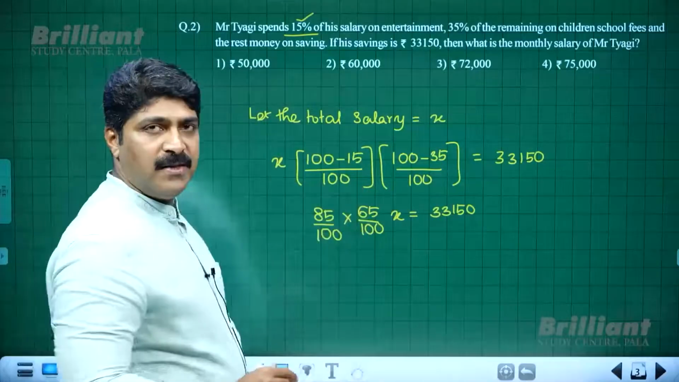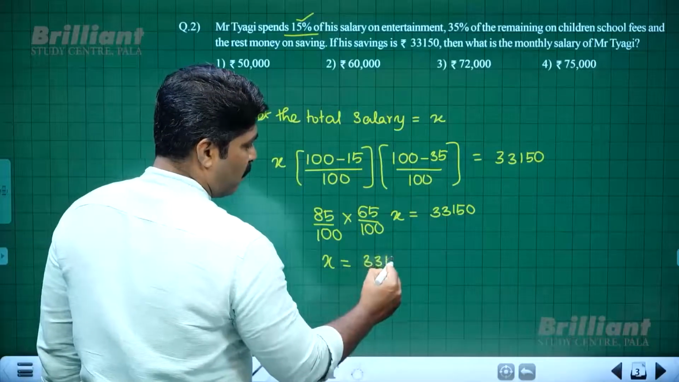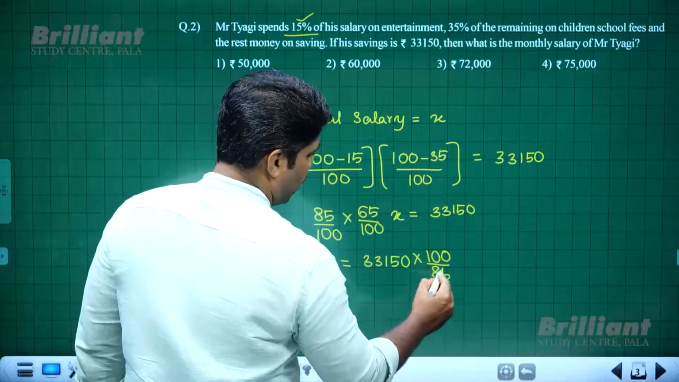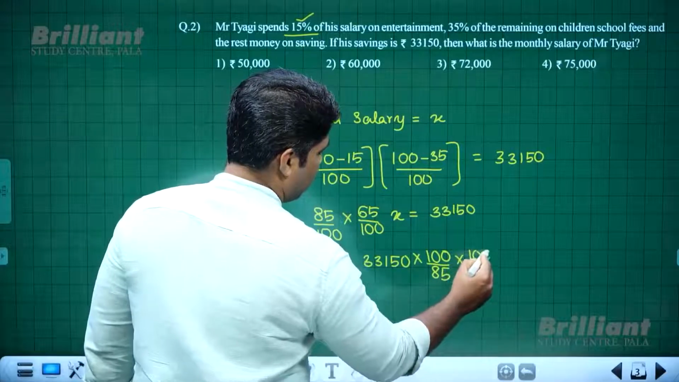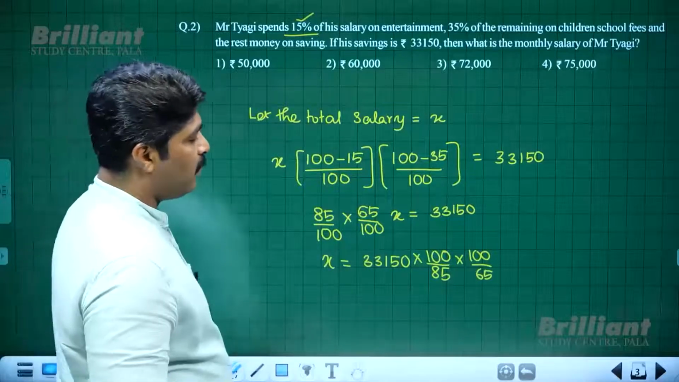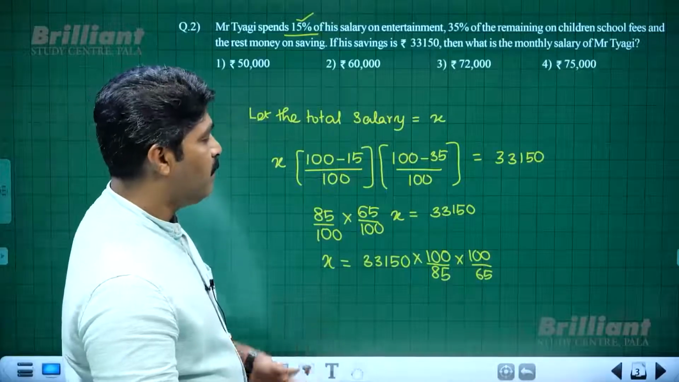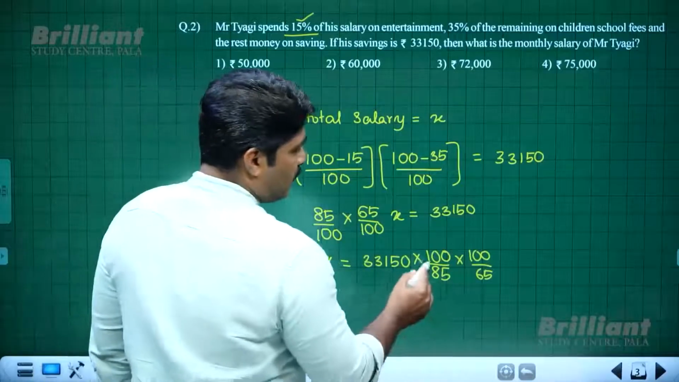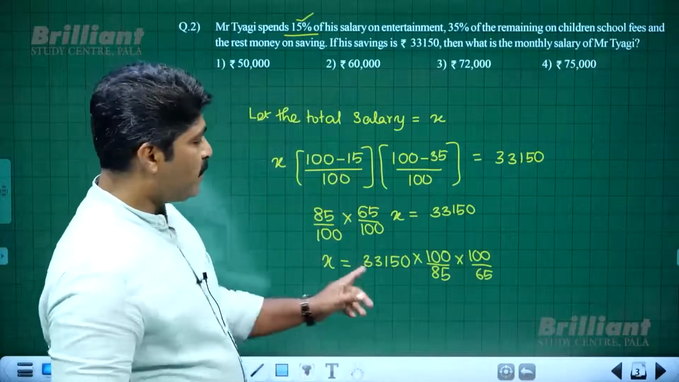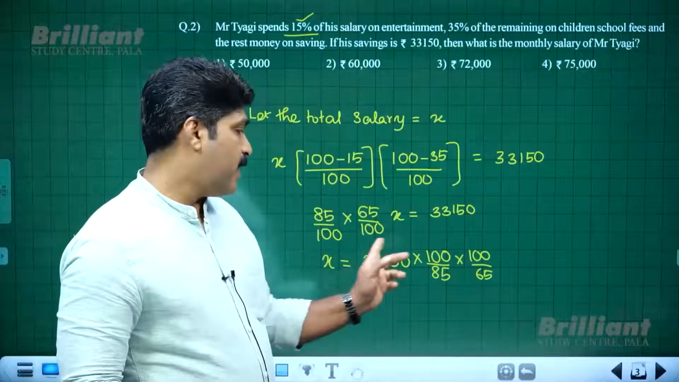So we can take all these values to the right side. Therefore, X equals 33150 into 100 by 85 into 100 by 65. We can simplify these values. If you observe the values, we know that 33150 may be exactly divisible by 85 or directly divisible by 65. I'm checking this.